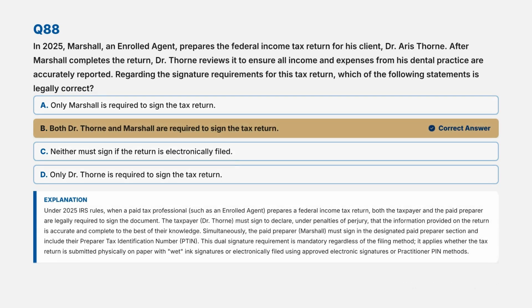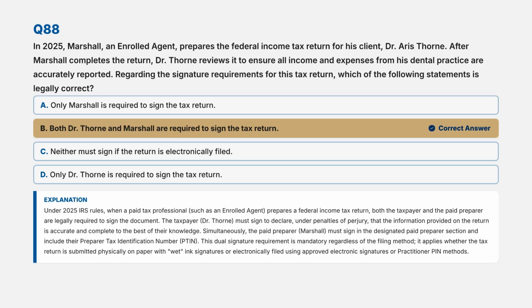The correct answer is B. Both Dr. Thorne and Marshall are required to sign the tax return. Under 2025 IRS rules, when a paid tax professional, such as an enrolled agent, prepares a federal income tax return, both the taxpayer and the paid preparer are legally required to sign the document. The taxpayer, Dr. Thorne, must sign to declare, under penalties of perjury, that the information provided on the return is accurate and complete to the best of their knowledge.